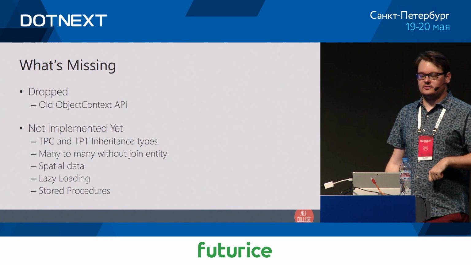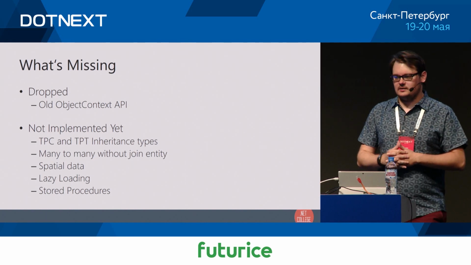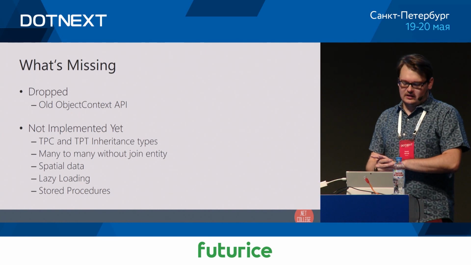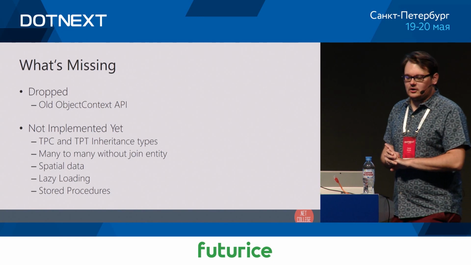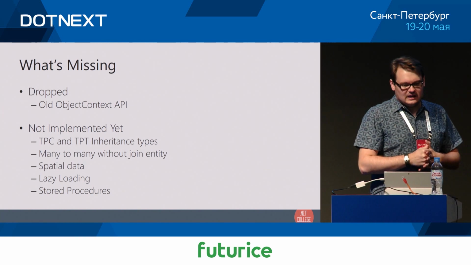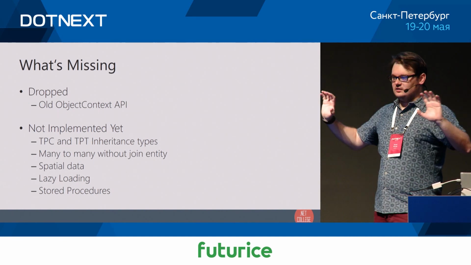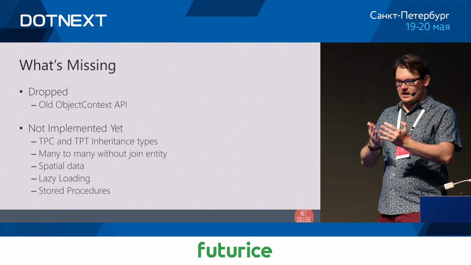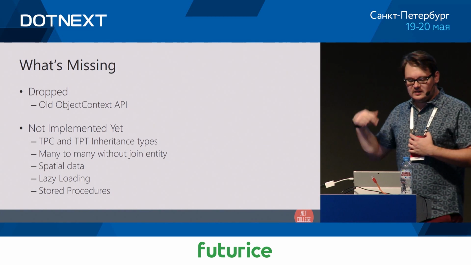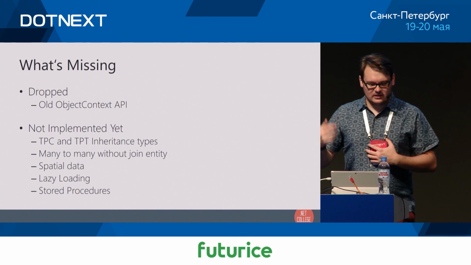There are some things in Entity Framework Core which are missing. You cannot find the old ObjectContext API in Entity Framework Core. It's just not there. It's only the DbContext API. And there are many things, which we'll see later in the roadmap, which are not implemented. If you would like to use inheritance in your model, currently you can only use TPH, table per hierarchy, which means that all classes in the hierarchy will be in one physical table in the database. The other types of inheritance are not supported yet. They will be supported, but I don't know how many versions Microsoft will even need to implement these.